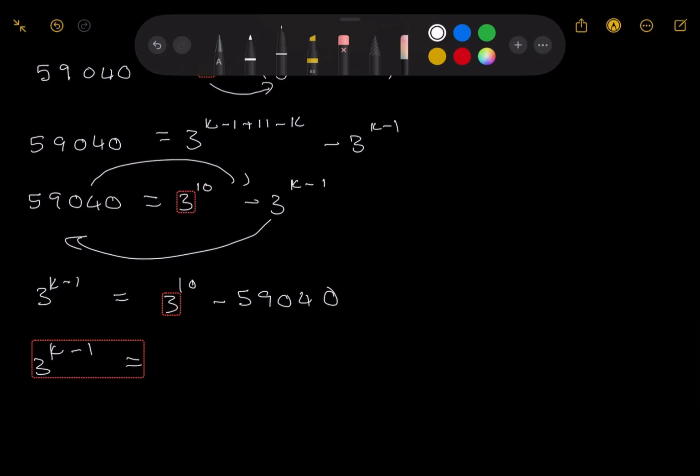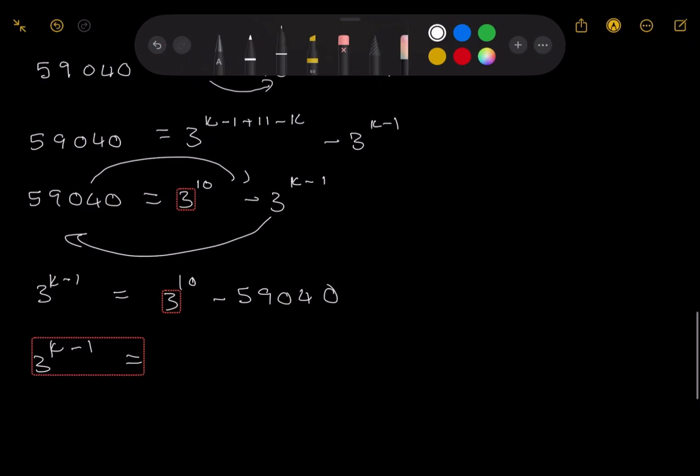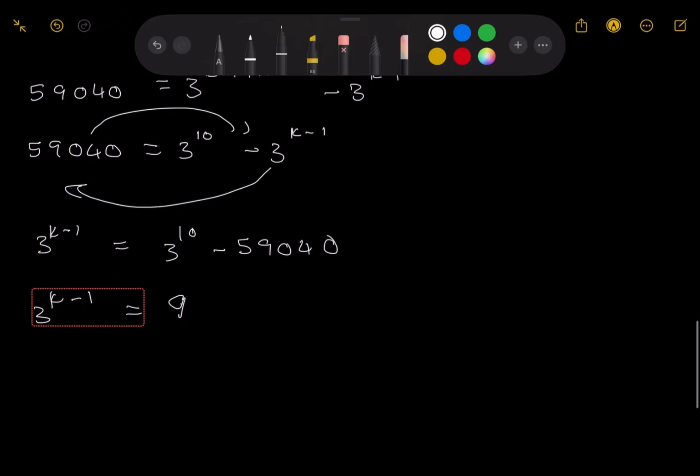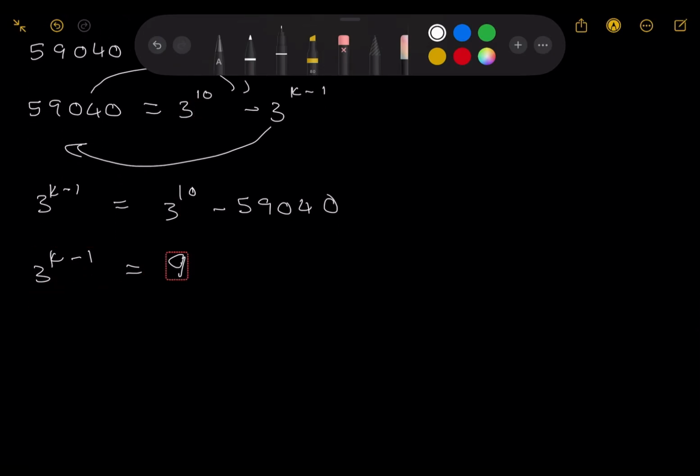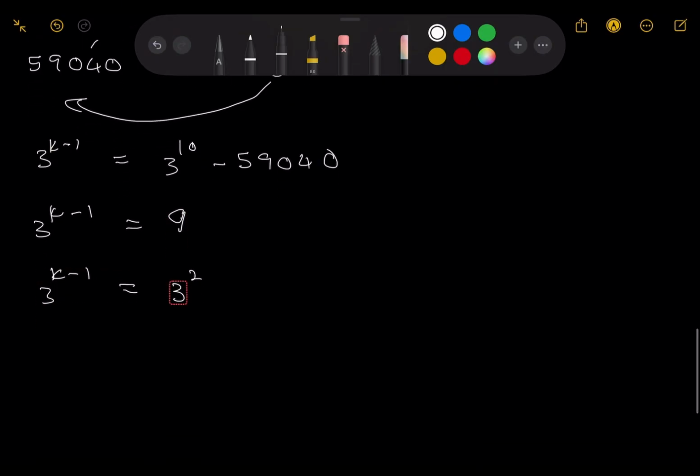pressing my calculator, 9. After getting this, we know that we can rewrite 9 as 3 to the power 2. Bases are the same, so we can simply equate the exponents. k minus 1 is equal to 2, and we have our k value as 3. And there you have it, good people.